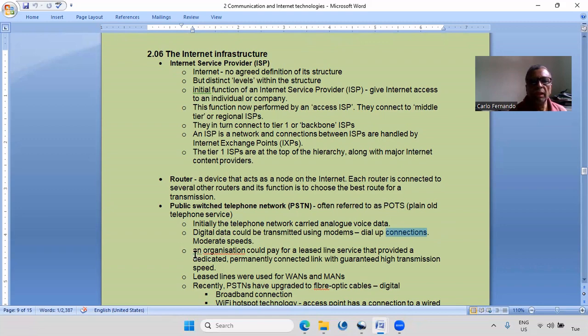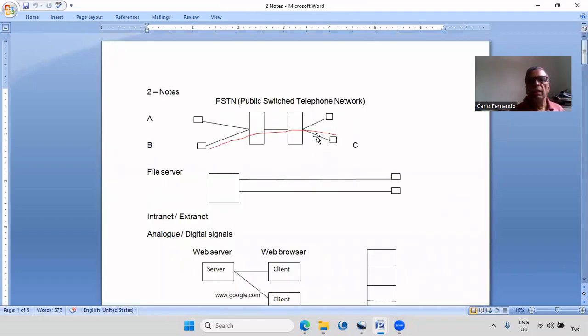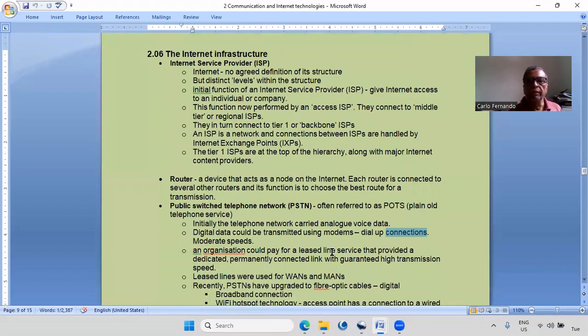Then an organization could pay for a lease line service that provided a dedicated, permanently connected link with guaranteed high transmission speed. A lease line is like this: they take one connection and dedicate it to the organization. No one else can use it. Even if both sides are off, this line cannot be used by others. So that's why you have to pay a high amount.